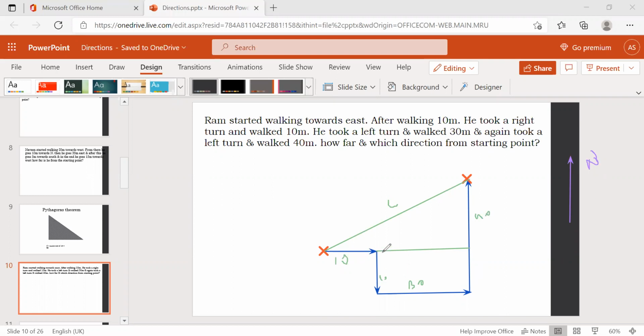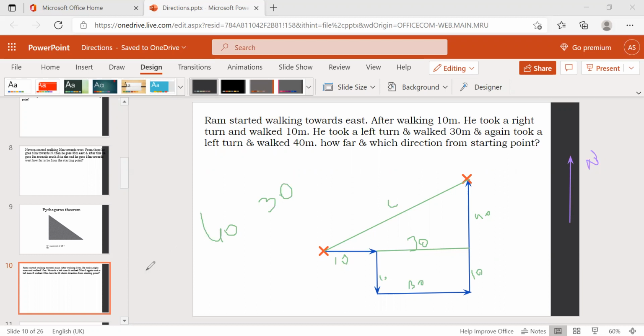So we want only from here. This is 10 meters, this is 10 meters, this is 10 meters, and this is 30 meters, and then it is 40, and it is 10 meters. So it is also 30 meters, right? So totally this will be 40, and this is 30. If you want to find out this, use the Pythagoras theorem.